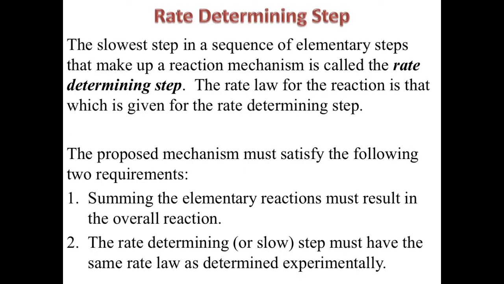The slow step in a sequence of elementary steps that make up a reaction mechanism is called the rate determining step. The rate law for the reaction is that which is given for the rate determining step. The proposed mechanism must satisfy the following requirements. Summing the elementary reactions must result in the overall reaction, and the rate determining or slow step must have the same rate law as determined experimentally.